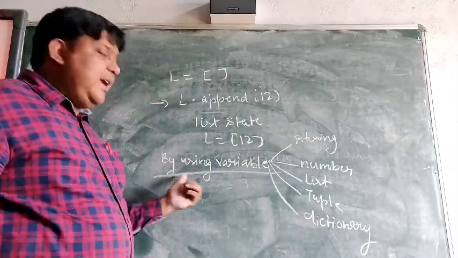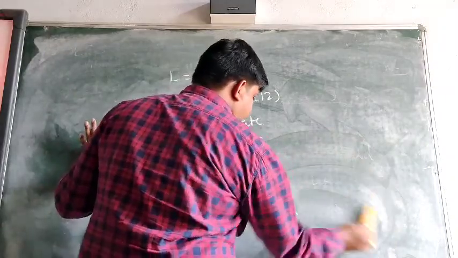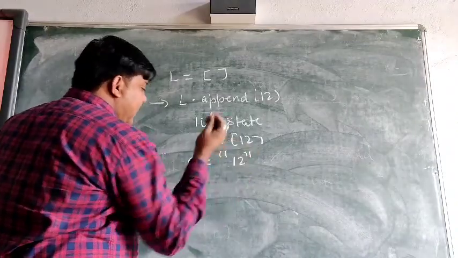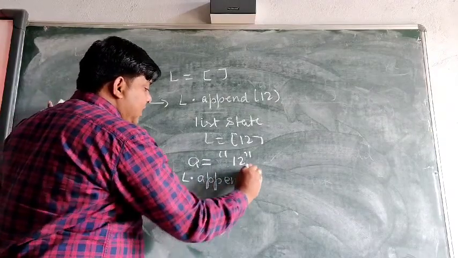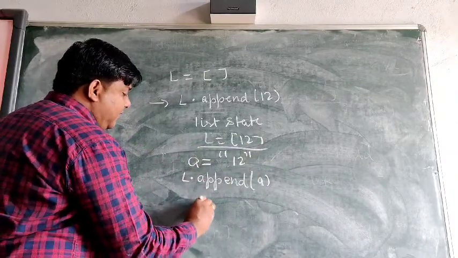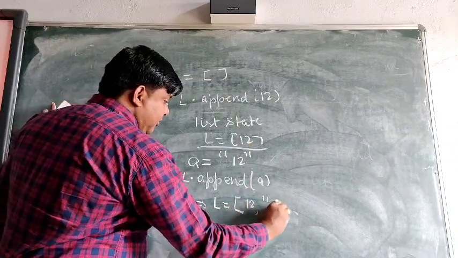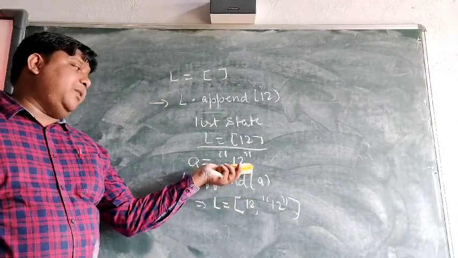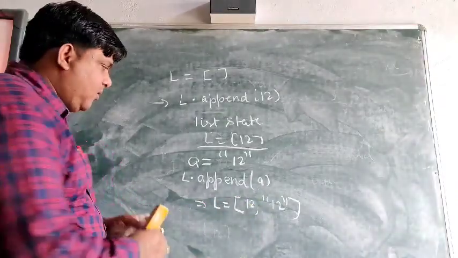Look here. Do you understand all these? By using the variables, we can add all these variable values. Suppose I have one value a is equal to string 12. And here I have written L dot append a. Earlier, what is the value of the list? 12. Now look here, what will be the list? L is equal to 12 and comma double quotes 12. Why? Because a is which type of variable? The string type of variable. So the string value will be added into the list. Is it clear?